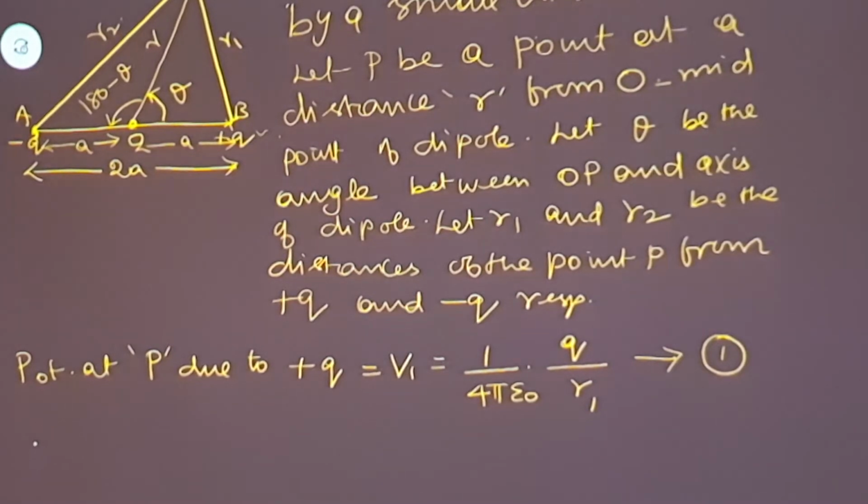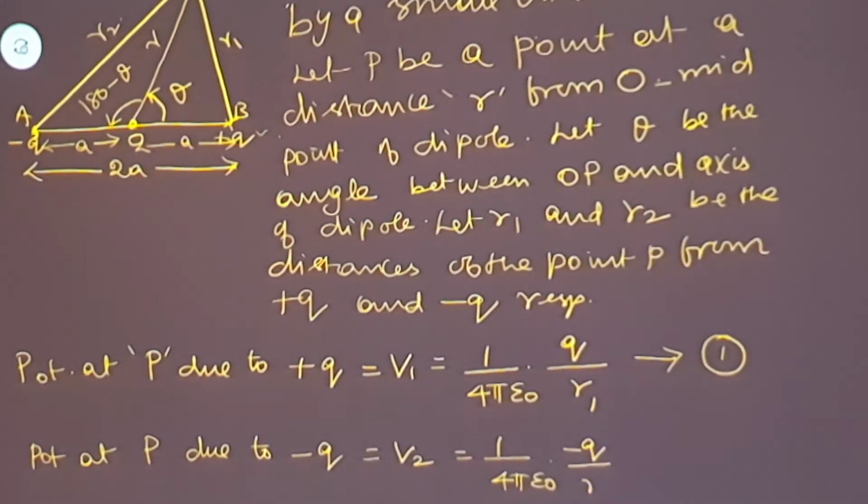Similarly, you go for the next one. See, the potential at the point P due to the negative charge minus Q, which we can consider as V2. Since it is minus, we can say 1 by 4 pi epsilon 0 minus Q divided by R2 instead of R1, because the charge minus Q and the point P are separated by the distance R2.